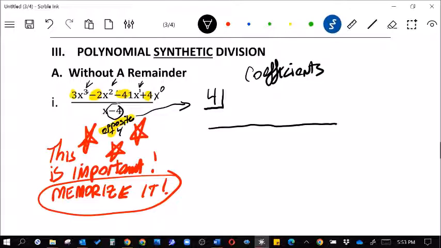But notice we're going 3, 2, 1, and then 0. So we use the coefficient of that one as well. And we write those coefficients over here. 3, -2, -41, and 4.